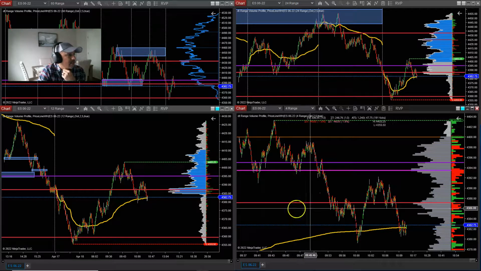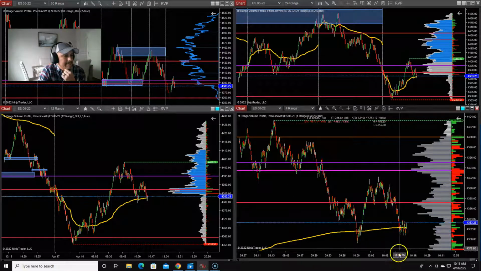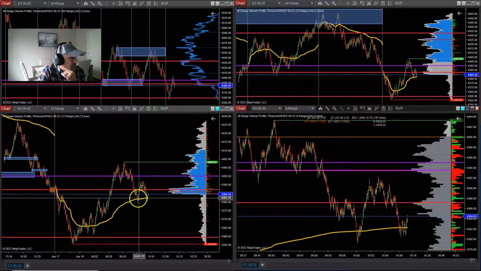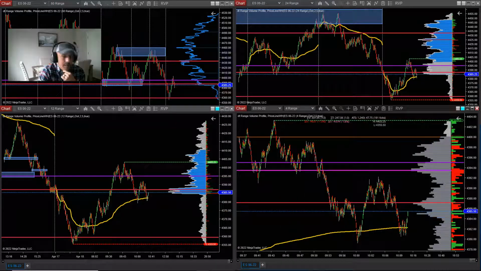May try to take one more little trade here. It's almost 10:15. Haven't been trading too long. Not even an hour since the market's open. Price is rejecting this area again, and we can get a quick little pullback.